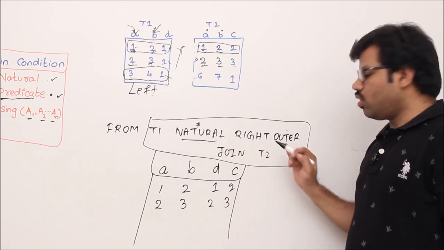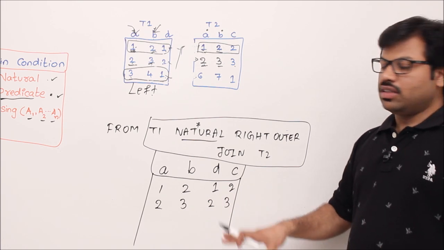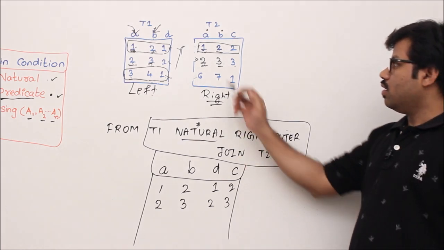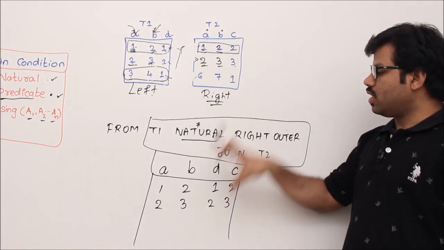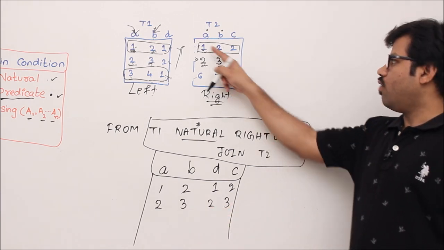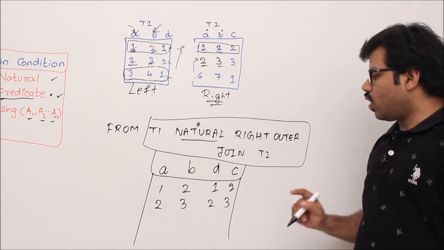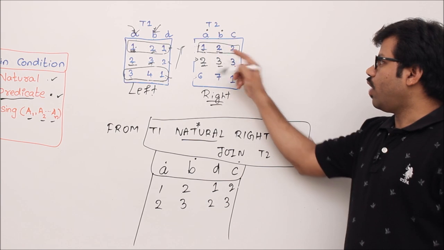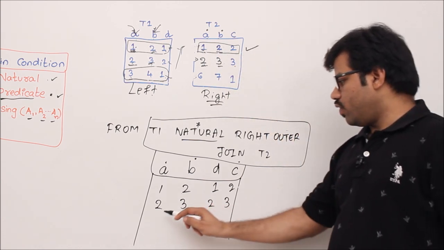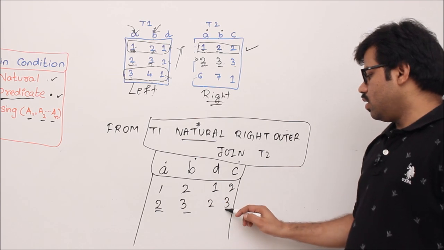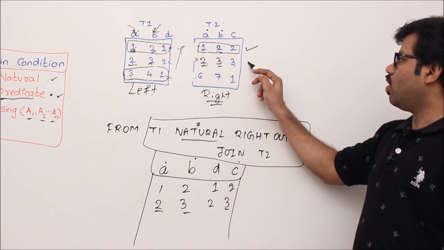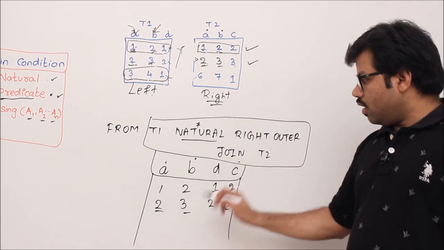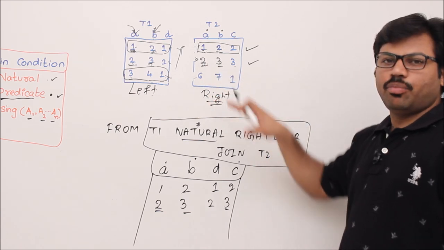But what is right outer join is, once this is done, take the right side table and see the ABC combinations which did not participate in the join. Example, we have 1, 2, 2, 2, 3, 3, 6, 7, 1. Focus on ABC. 1, 2, 2 participated. Next, you see ABC 2, 3, 3, so 2, 3, 3 also participated, but 6, 7, 1 is not participated. Then when we do outer join, especially right outer join, that right side tuple will be filled.